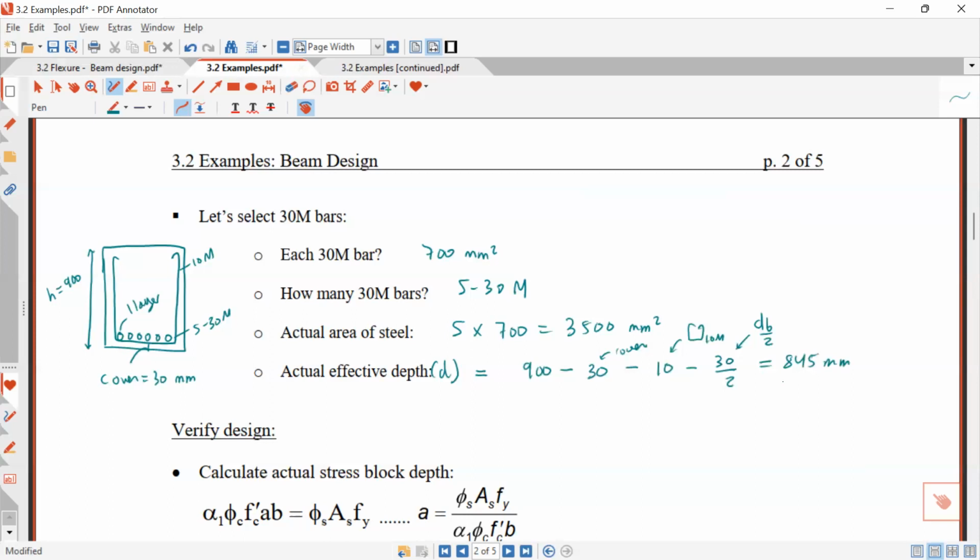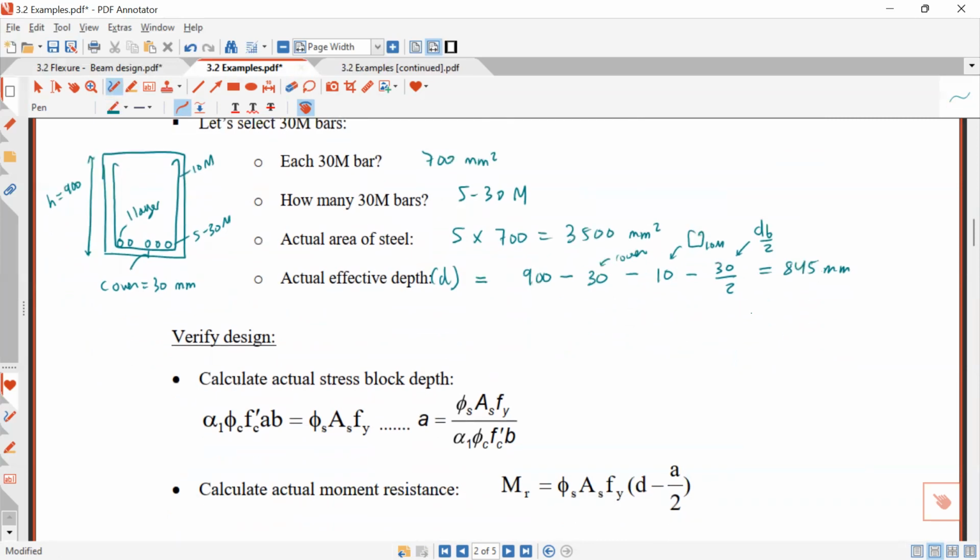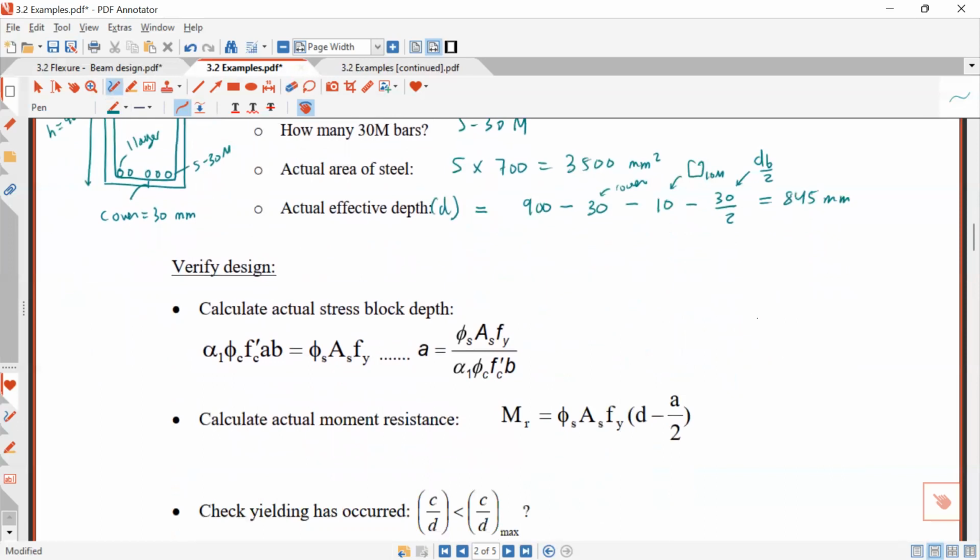There's 6 steel bars. Okay, maybe I made a mistake drawing. So there we go, it is 5 30Ms. Okay, so 845 is the actual effective depth. We had assumed 830 in the initial estimate, but the actual one is 845. So now we do the verifying of the design.